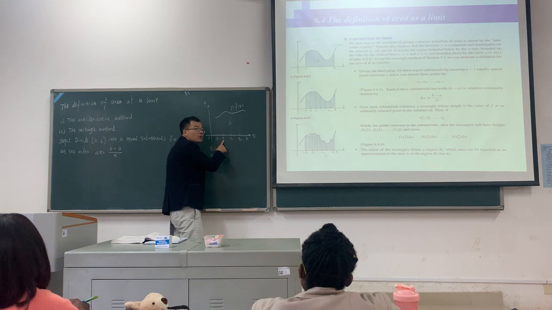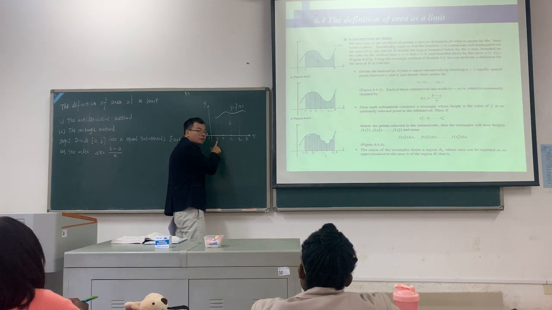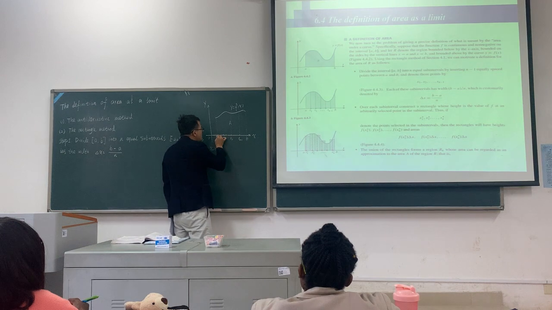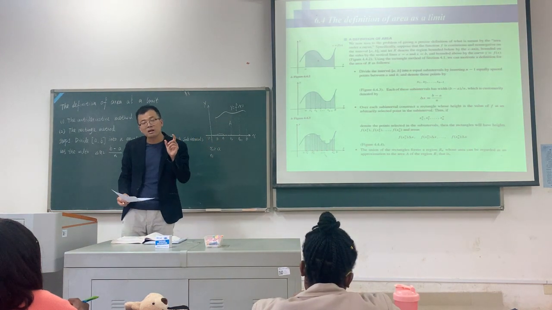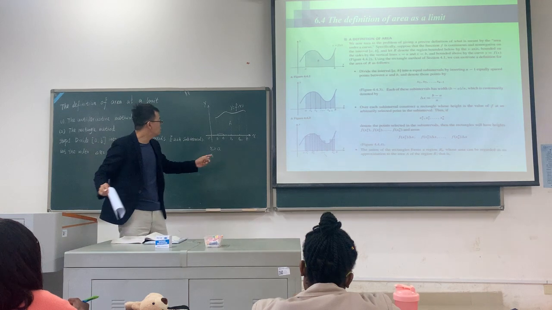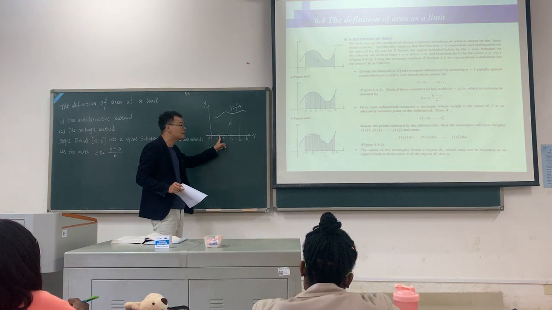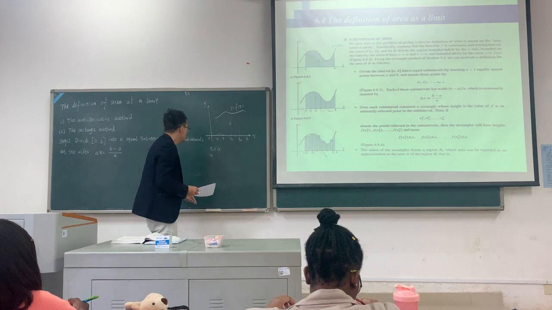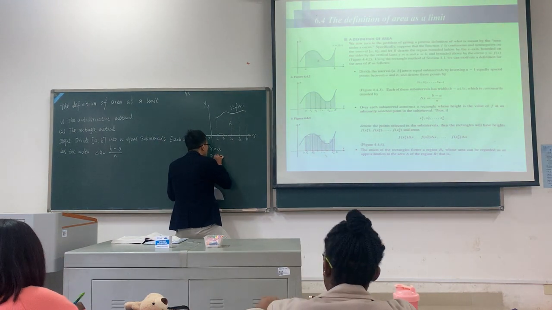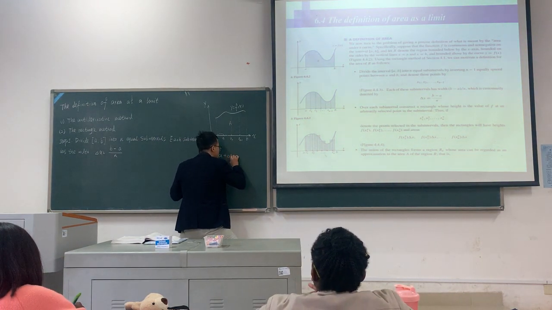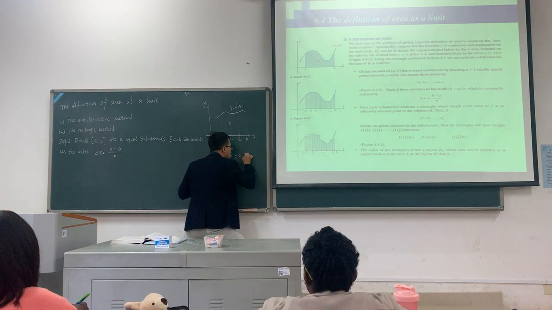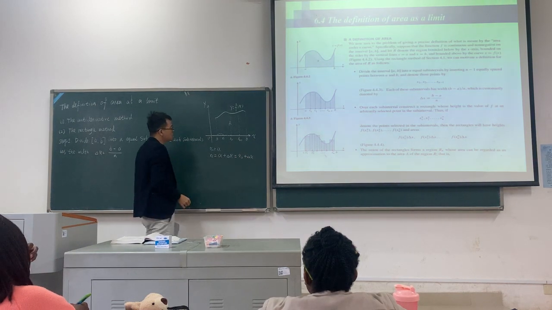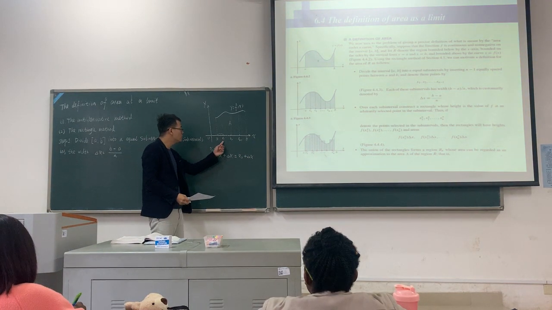The next point, x1, is here. What's the relationship between x1 and a? This length, x1 minus a, is the width of the sub-interval. So x1 equals a plus delta x. Since a is x0, we can write x0 plus delta x. This is the first point x1.